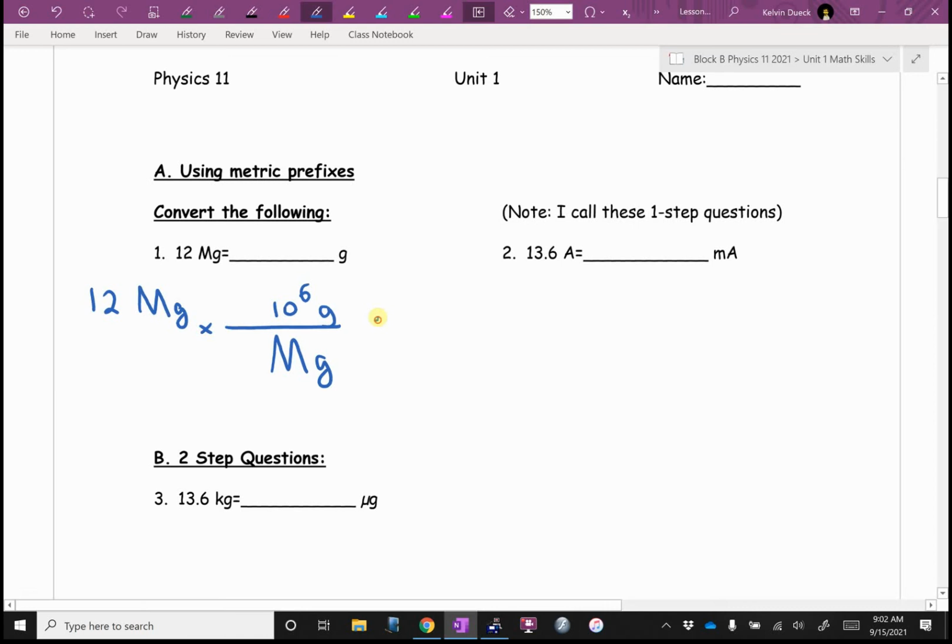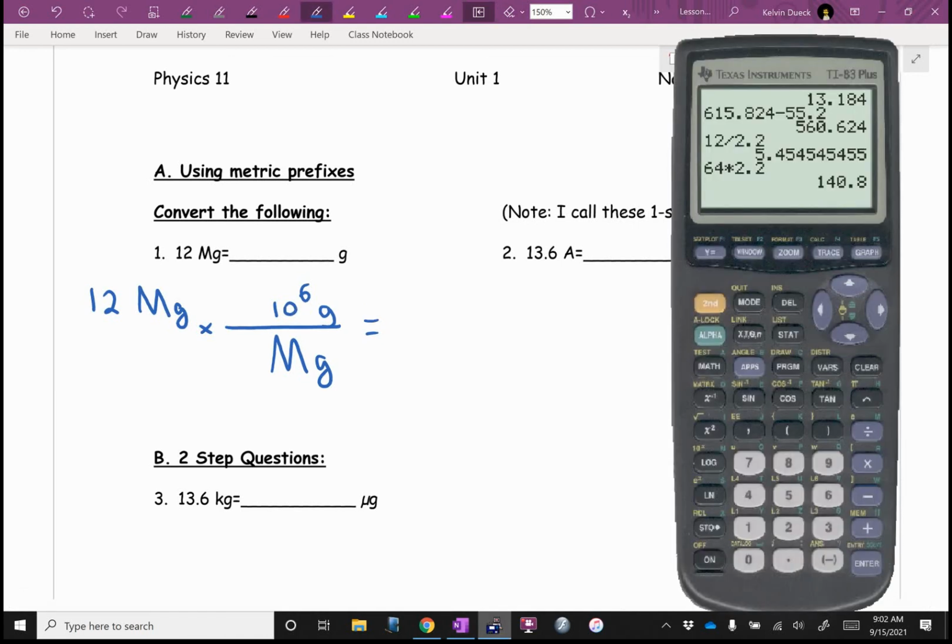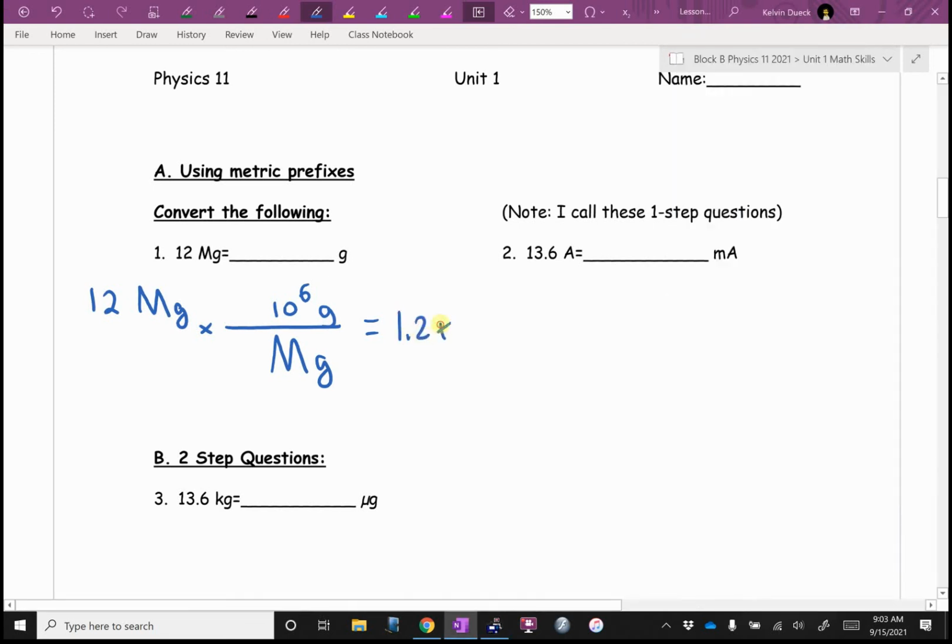Now, this looks like scientific notation because of the power of 10. It's not. I'm not going to use my scientific notation button. I'm going to go 12 times 10 power button 6. And when I do that, I get a 12 with 6 zeros. Would it be less work to write that in scientific notation or to write it out in standard form? I think I'm going to write this in scientific notation. So I'm going to choose to go 1.2 times 10 to the 7th grams.